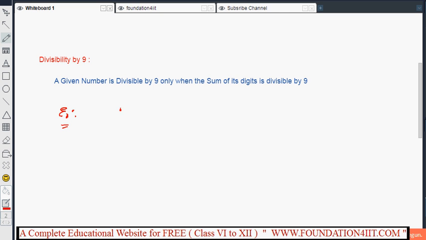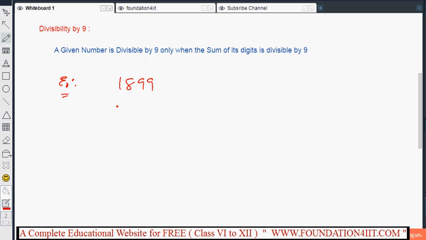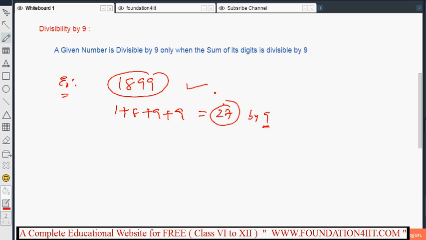So for example, 1899. Now add the digits: 1 plus 8 plus 9 plus 9. 1 plus 8 is 9, 9 plus 9 is 18, and 27. So 27 is divisible by 9, so this 1899 also is divisible by 9.